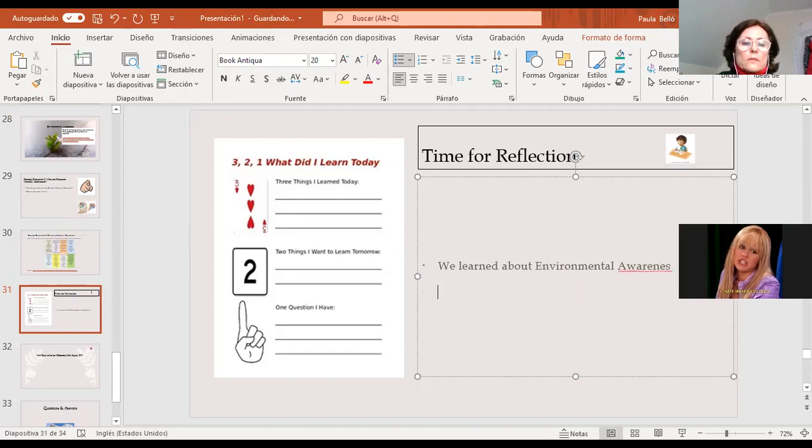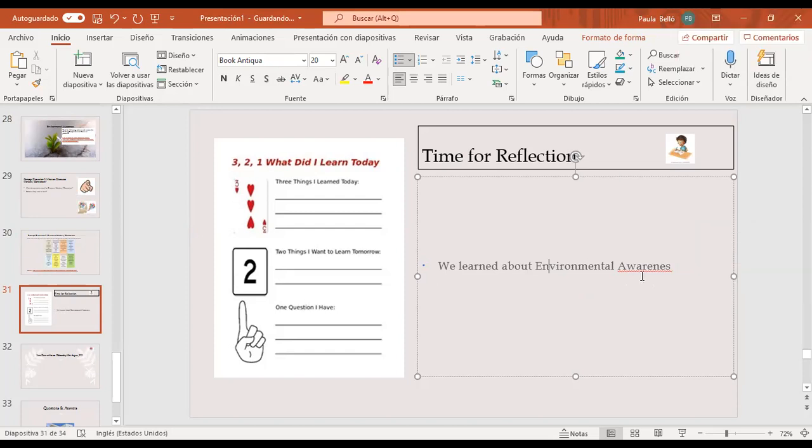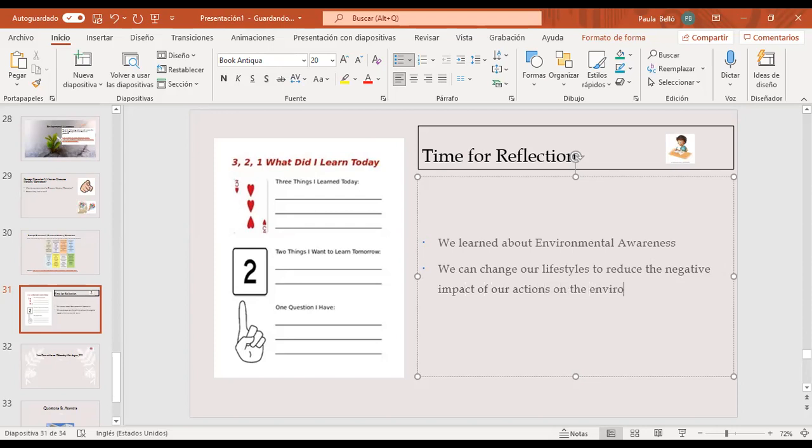About, yes, what else? We reflect about many things, but we learned about environmental awareness, yes. We can change our lifestyles to reduce the impact of environment. Yes, our lifestyles, yes. To reduce the negative impact on the environment. Yes, exactly.